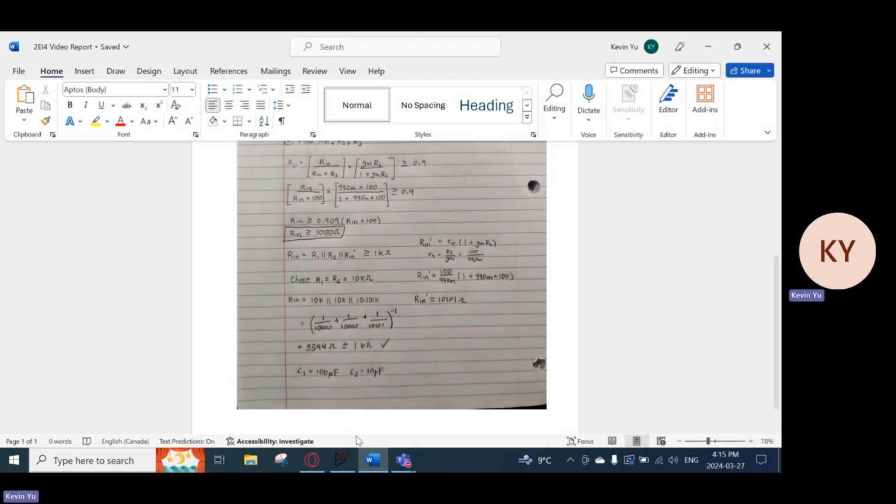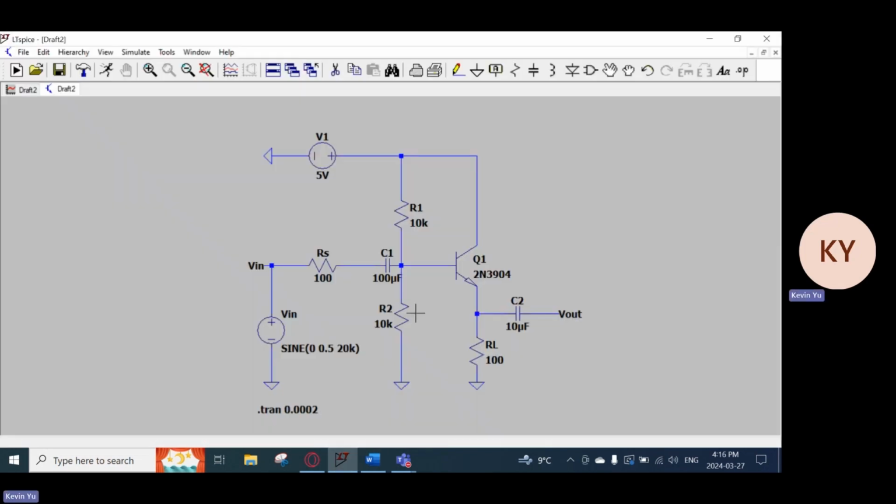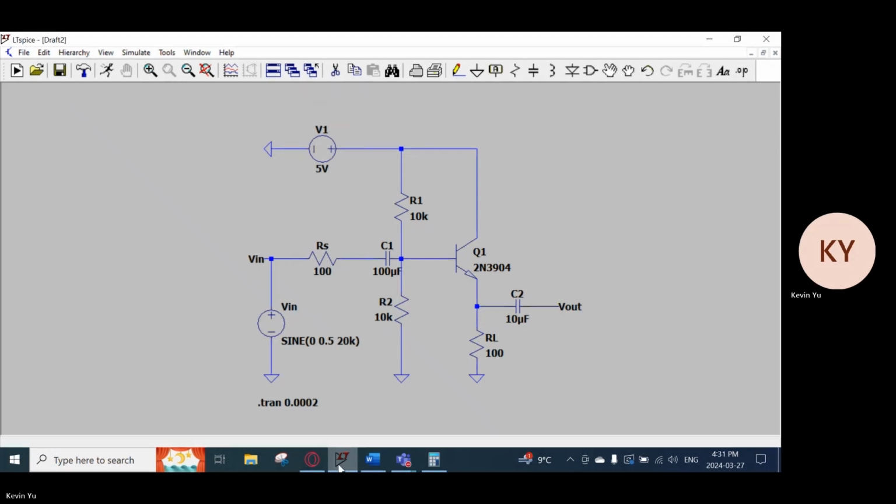And then for capacitance, you cannot really calculate them because all they do is basically set the shape of your waveform, and a higher capacitance makes that shape more clear. So I just chose what I had left in my kit. I chose C1 is 100 microfarads and C2 is 10 microfarads. So this is the circuit schematic of the amplifier.